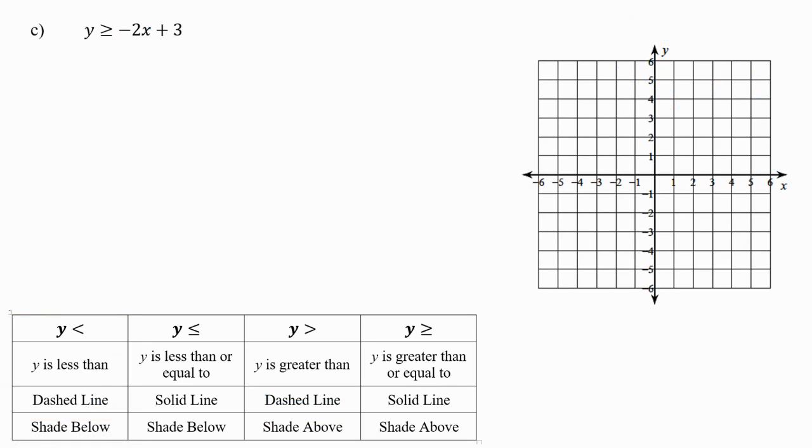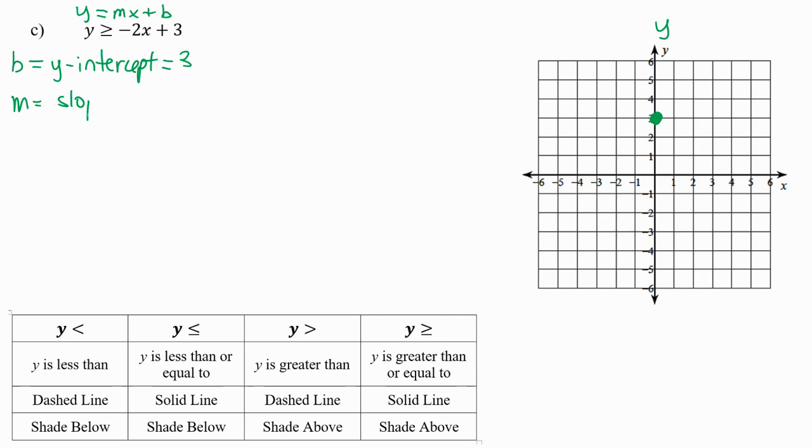All right. C. We have y is greater than or equal to negative 2x plus 3. Again, start by identifying that it is in slope-intercept form. Start with our y-intercept, which is b. In this particular equation, our y-intercept is 3. So again, going to the y-axis, looking for the positive value 3. That gives us our first point.